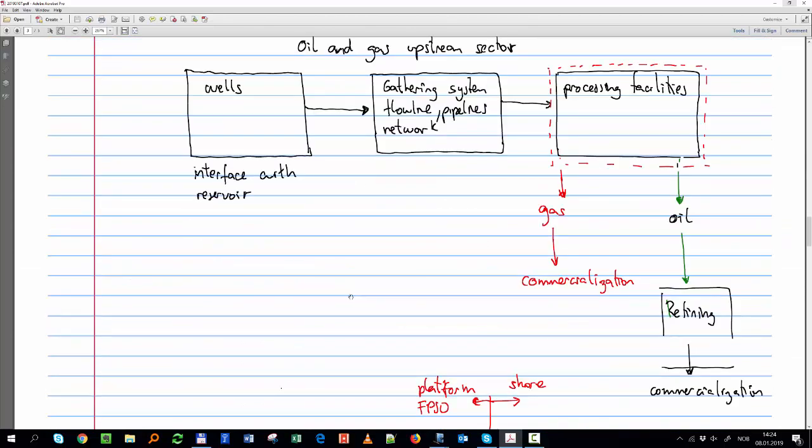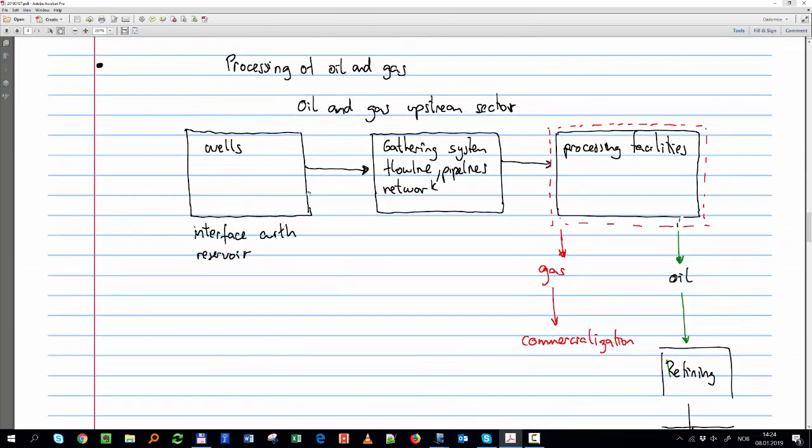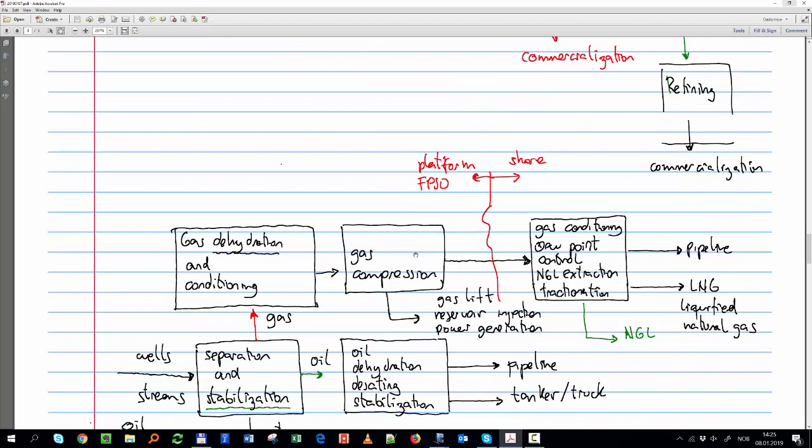So then we were saying that we are going to focus basically on the upstream sector, on the part that is processing. We have 3 main processes that occur. We have the extraction of fluids, the interface with the formation, the wells. Then we have a gathering system to take the production of all of these wells, and then we have the processing part. It has a lot of functions, but that's the core, the main part that we are going to focus on.